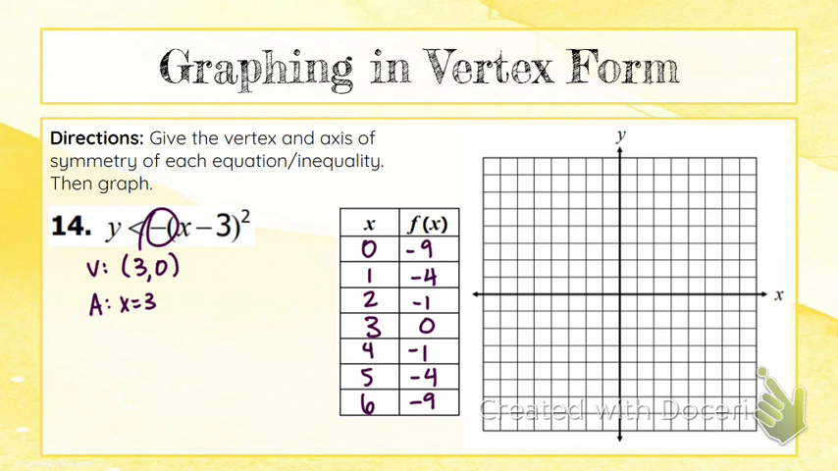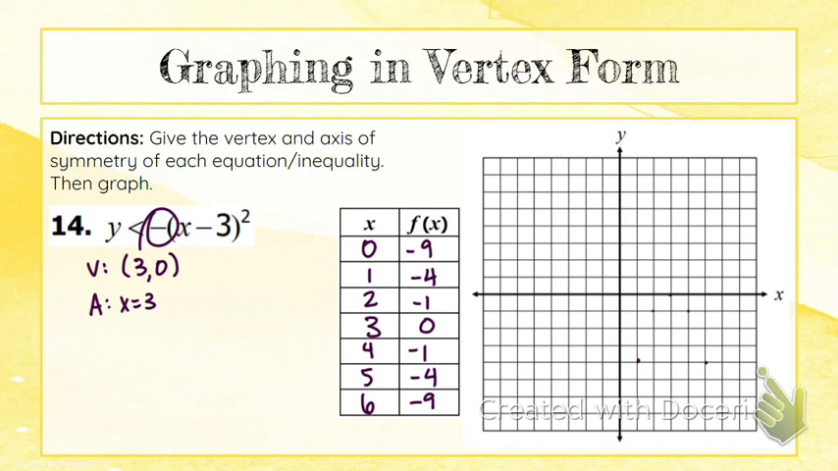So we're going to go over 0, down 9. Well, this graph goes to 8, so we won't do that one. Over 1, down 4. Over 2, down 1. Over 3, 0. 4, -1. 5, -4, and then a 9, which we don't have.